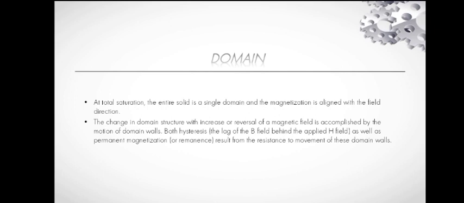The change in domain structure with increase or reversal of magnetic field is accomplished by the motion of domain walls. Both hysteresis, the lag of the B field behind the applied H field, as well as permanent magnetization or remanence, result from the resistance to movement of the domain walls.